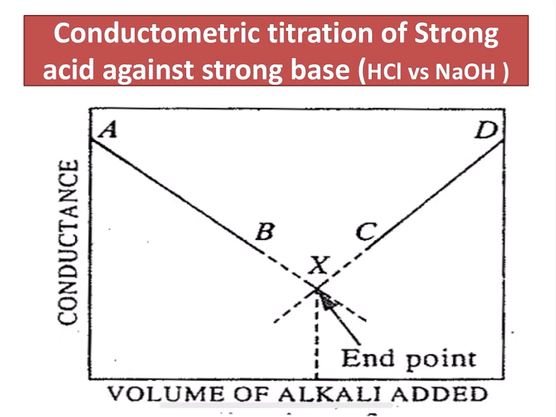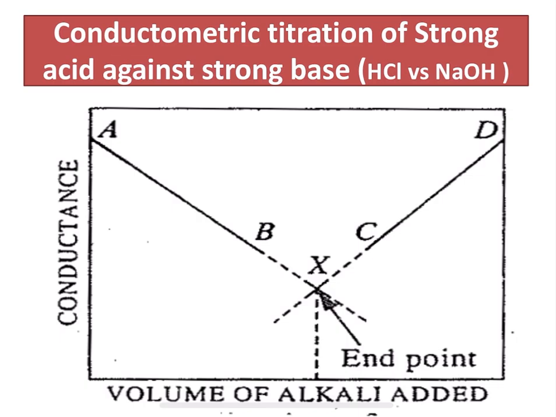Next, the given 1 normal NaOH solution is taken in the burette, and 1 ml of it is added to the beaker and stirred well. The conductance is measured, and the addition of successive amounts of NaOH and the measurement of conductance is repeated until at least 3 or 4 readings are obtained after the end point.